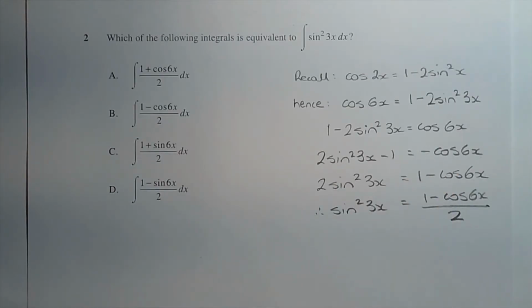Adding 1 to both sides of the equation, we have 2 sin squared 3x is equal to 1 minus cos 6x. Dividing both sides by 2, we have sin squared 3x is equal to (1 minus cos 6x) all over 2. Therefore, the answer is option B.